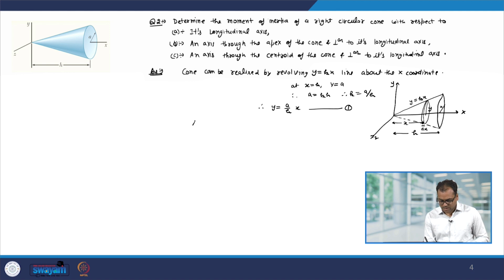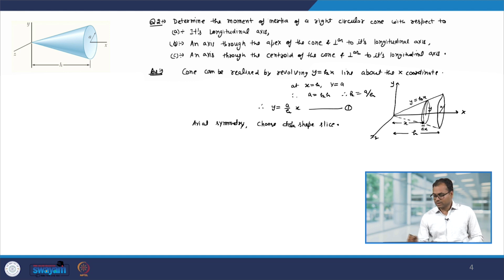So, as I said, because there is axial symmetry, I choose a disc shape slice. Okay. Now, let us find out what is the moment of inertia of this disc, and then we will integrate it from 0 to x, which is h here.